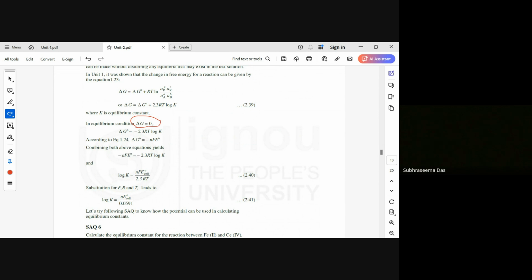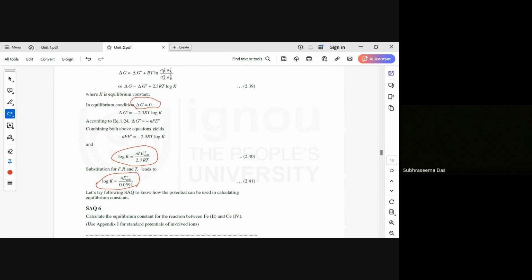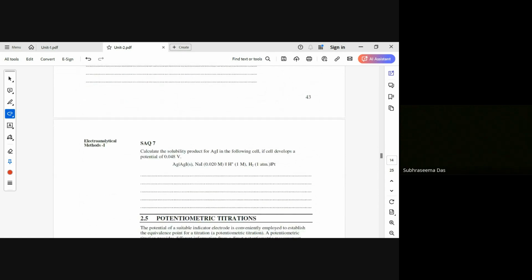the Nernst equation and all these equations, we find that log K = nF E0cell / 2.303 RT, and which finally gives us the value of log K = n E0 of the cell / 0.0591. Now this particular equation has been used where K represents the equilibrium constant, and thus the value of K can be known from this equation 2.41 for the calculation of equilibrium constant.